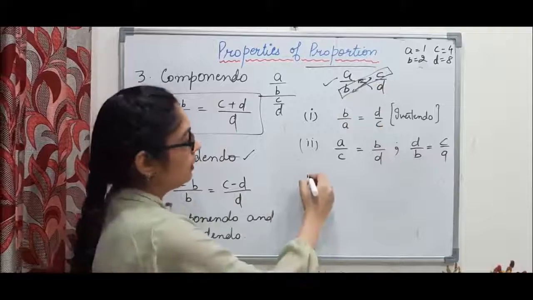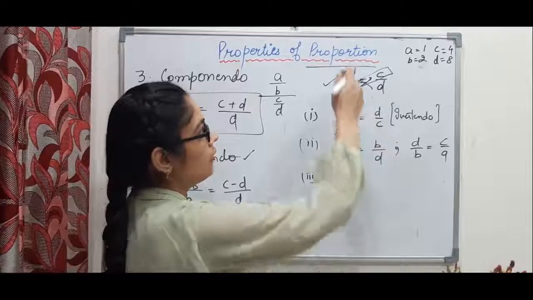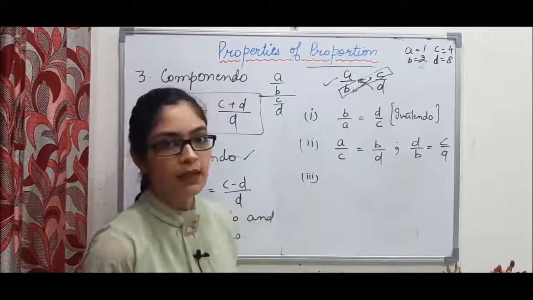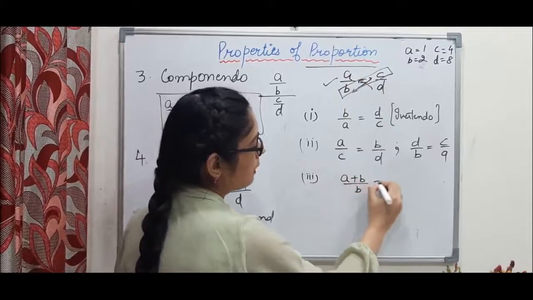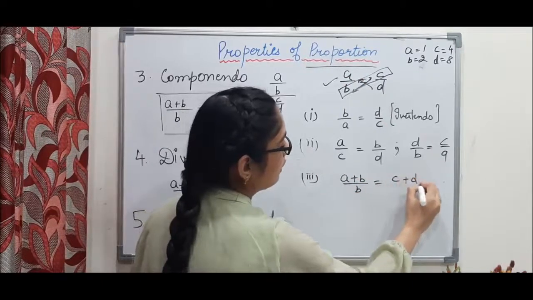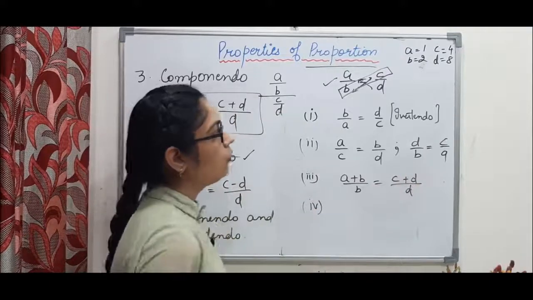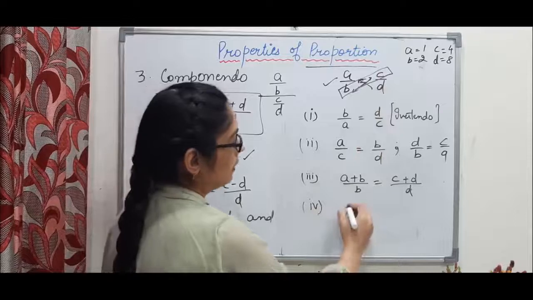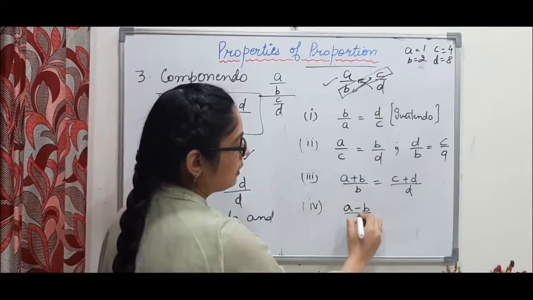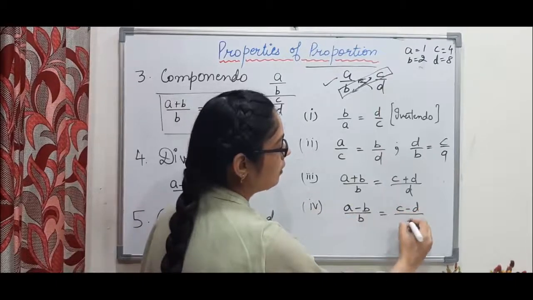This is alternando. The third one we did was componendo. If a by b is equal to c by d, then componendo means (a plus b) by b will be equal to (c plus d) by d. Then fourth we did dividendo. If a by b is equal to c by d, then (a minus b) by b will be equal to (c minus d) by d.